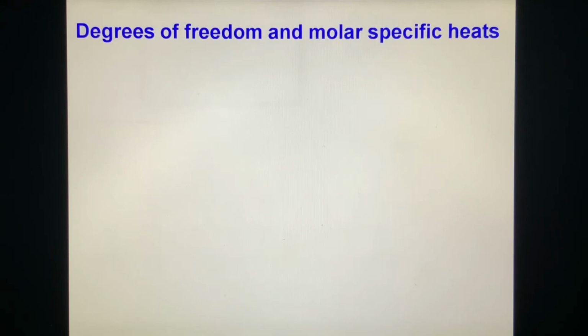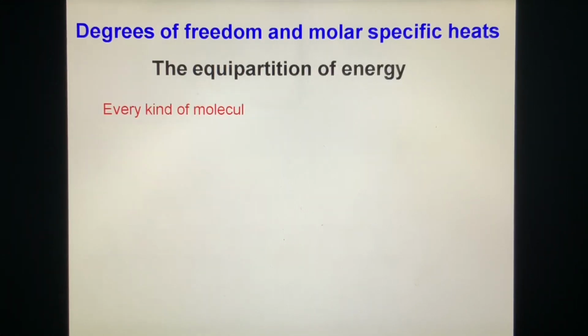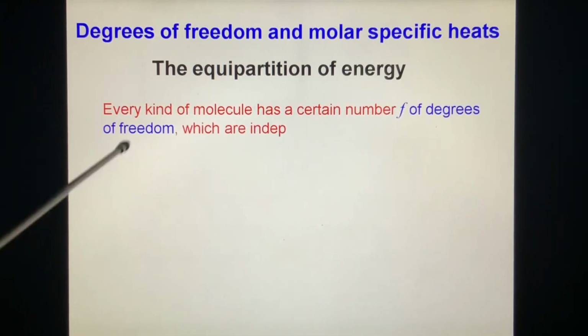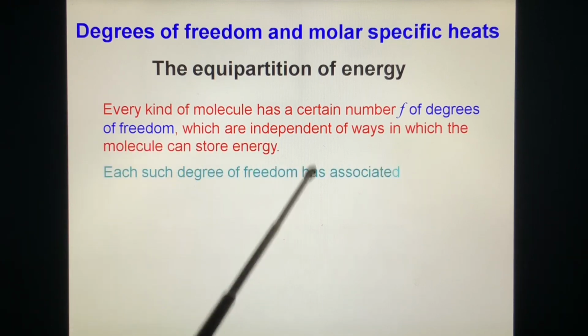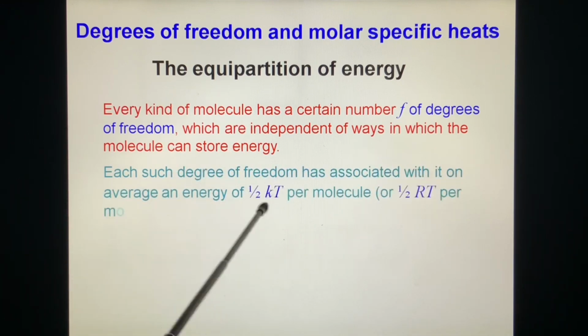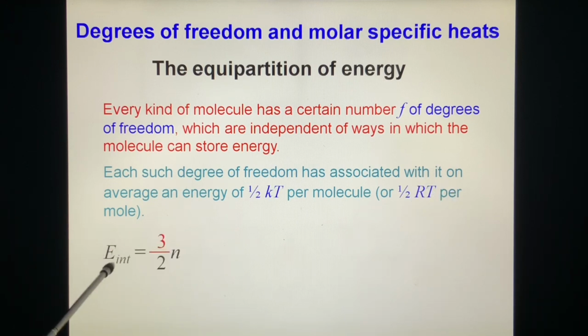Degrees of freedom and molar specific heat. The equipartition of energy: every kind of molecule has a certain number f of degrees of freedom, which are independent ways in which the molecule can store energy. Each such degree of freedom has associated with it, on average, an energy of half kT per molecule, or half RT per mole.